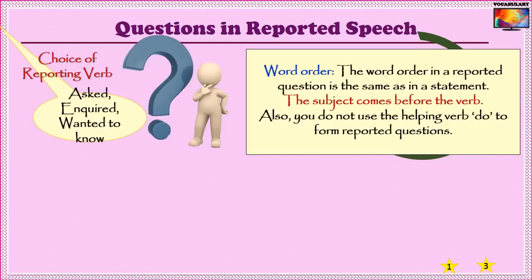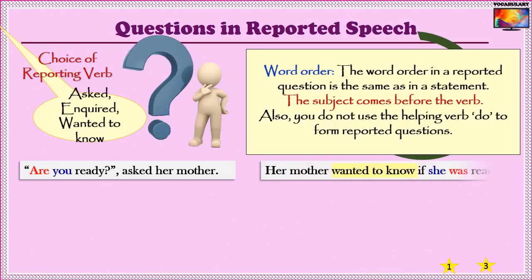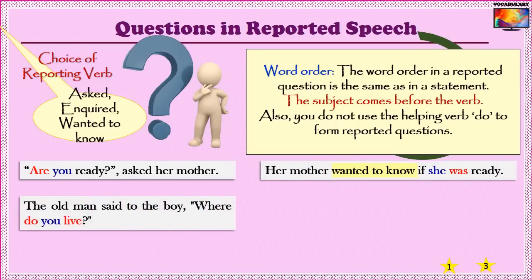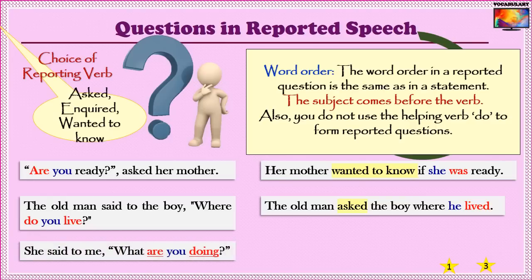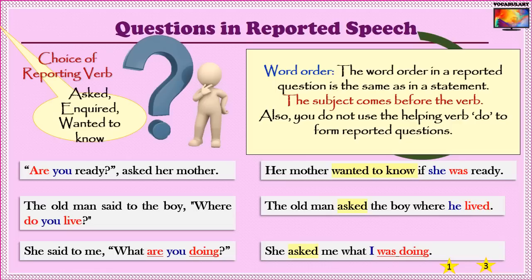Some examples are, "Are you ready?" asked her mother. Her mother wanted to know if she was ready. The old man said to the boy, "Where do you live?" The old man asked the boy where he lived. Please note that we dropped the auxiliary verb do in the indirect speech. She said to me, "What are you doing?" She asked me what I was doing.